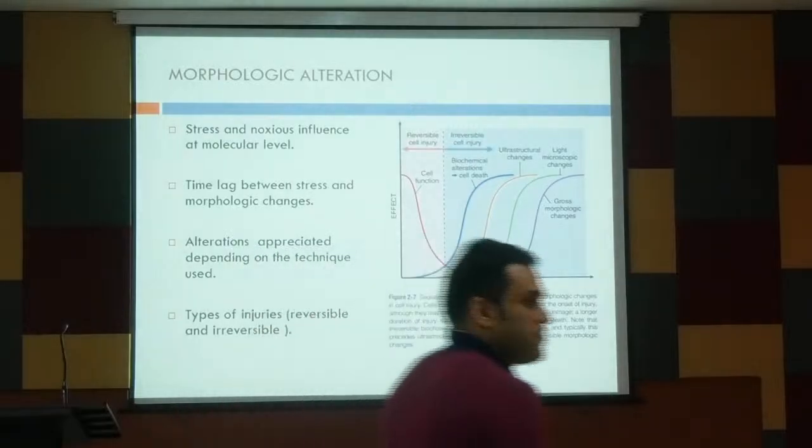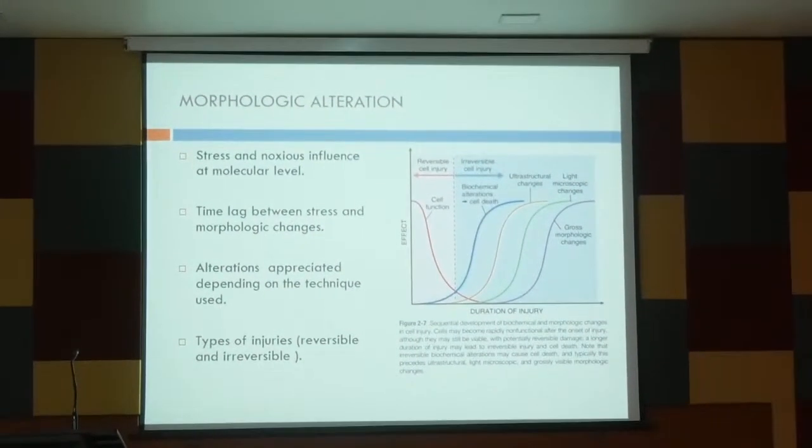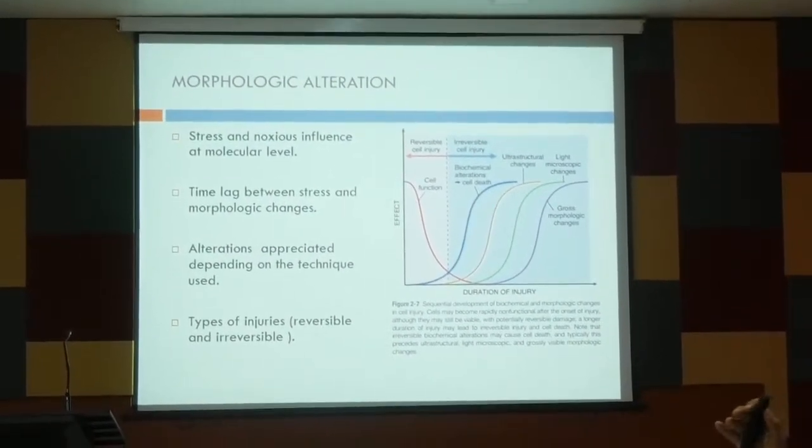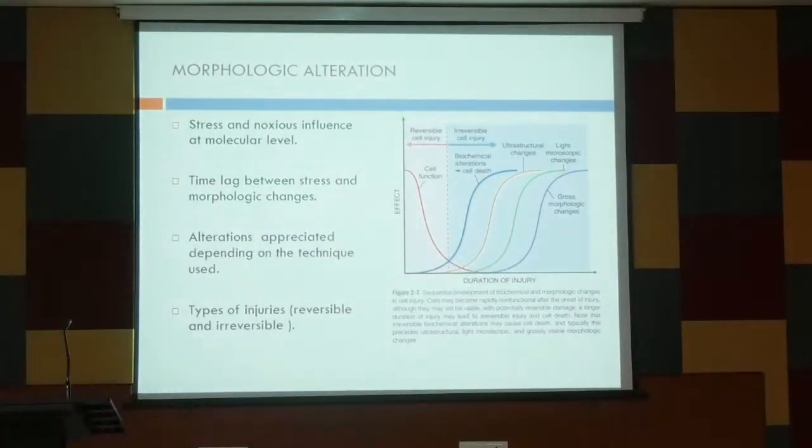This is an irreversible cell injury. So this blue curve, what does it represent? Biochemical alterations. This begins earliest. The biochemical alterations begin earliest, which is followed by the ultrastructural changes. These are the earliest to develop, which is followed by light microscopic changes, where we use H&E stain, hematoxylin and eosin stain, to identify, and then come the gross morphologic changes, which we can make out with the naked eye.